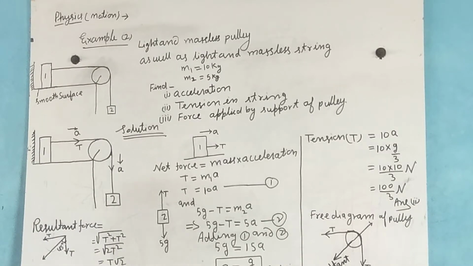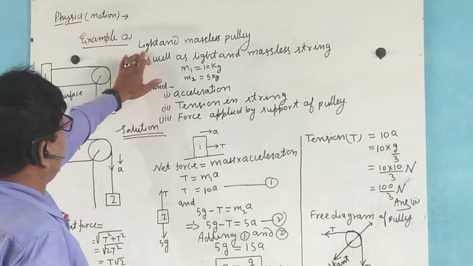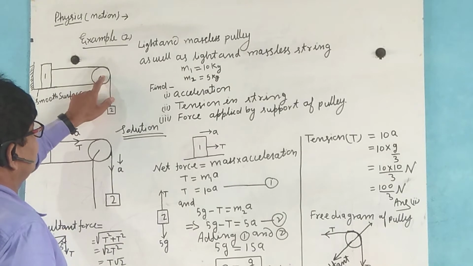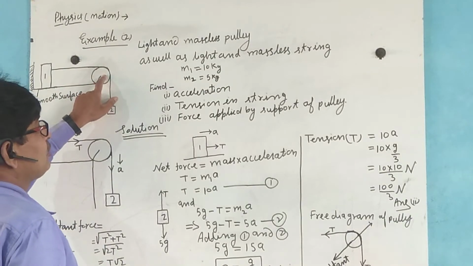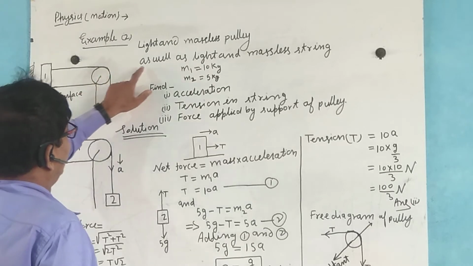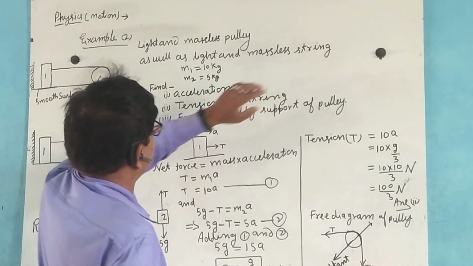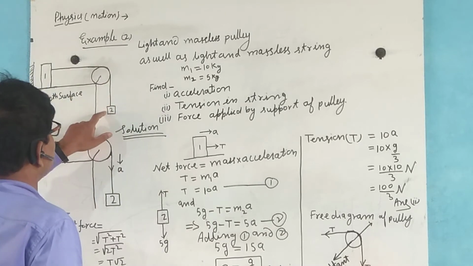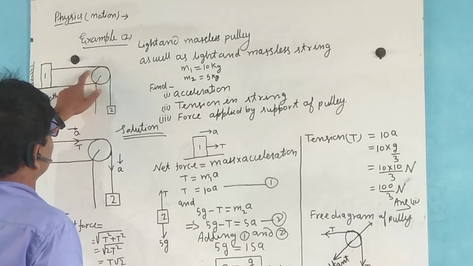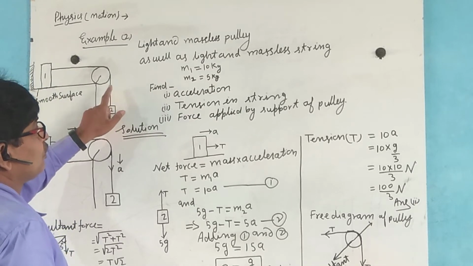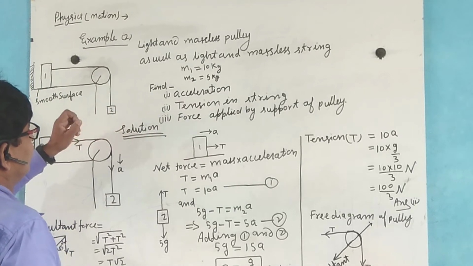Example second here: a light and massless pulley. This is a pulley, light means हल्का और massless, इसका द्रव्यमान बहुत कम, नगण्य है. As well as a light and massless string, and the string that attaches to the block is also massless and light, हल्का और बहुत कम द्रव्यमान का है.